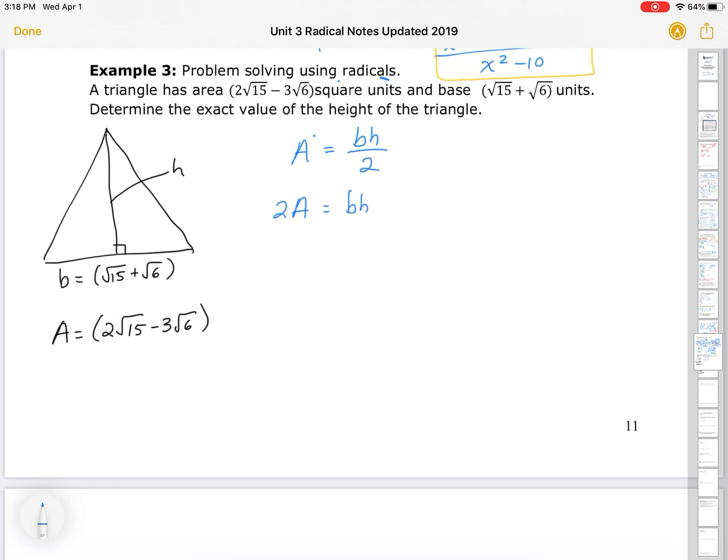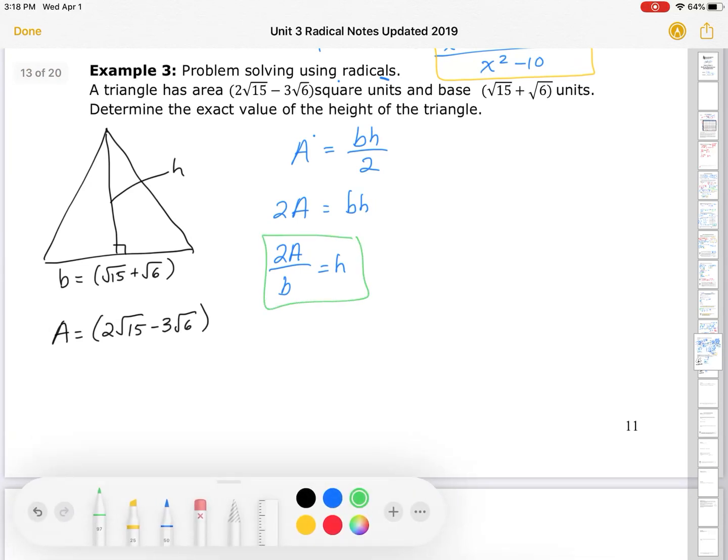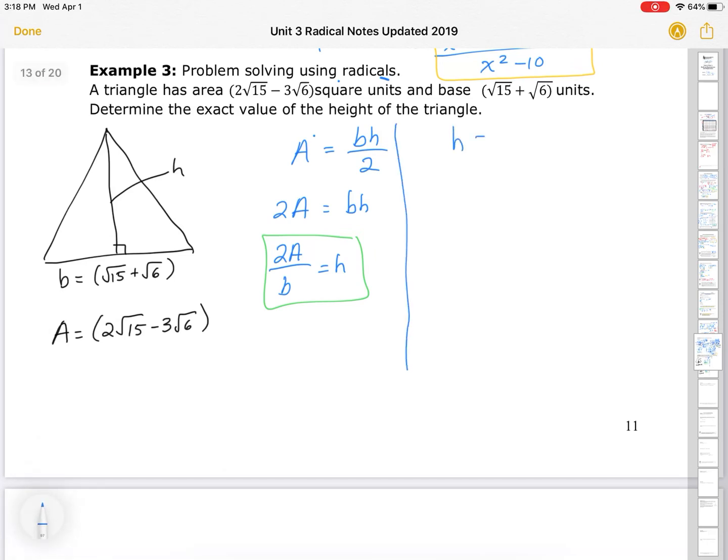So if I move the 2 over, I'm going to get 2a equals base times height. Basically, all I did was multiply both sides by 2, and it divided out on the one side. I want to get h by itself, so I'm going to divide both sides by b. So 2a over b equals h. And this is the formula I'm going to use to solve. So, looking at this, h is equal to 2a divided by b.